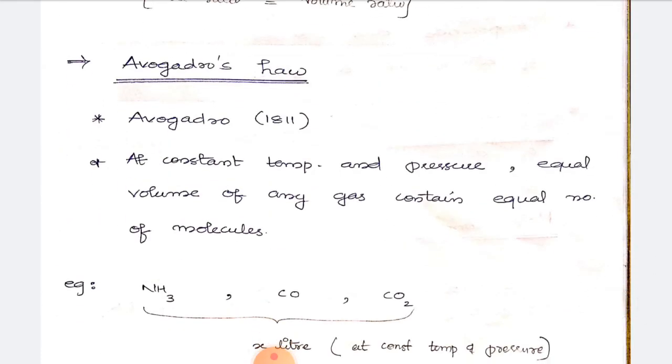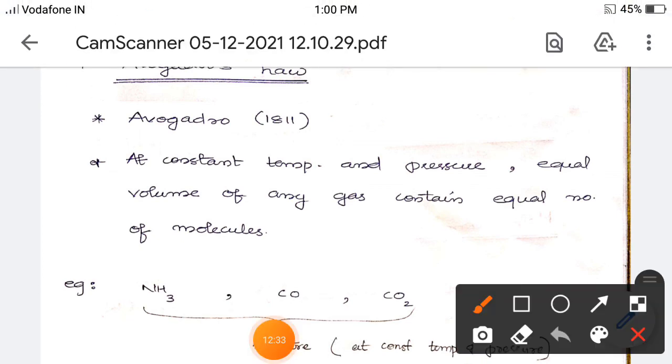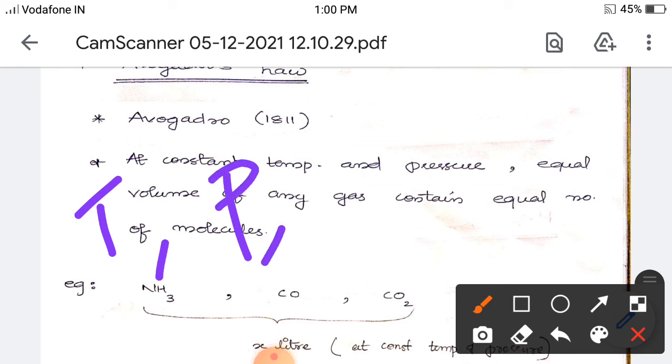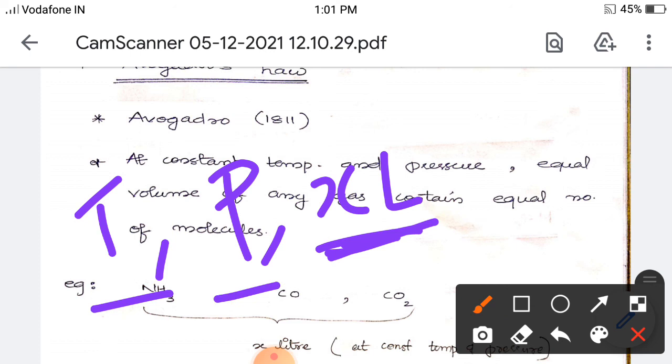Next is Avogadro's law. It's a very simple law. It was introduced by Avogadro in 1811, and this states that at constant temperature and pressure, equal volume of any gas contains equal number of molecules. That is, if the volume is X liter at constant temperature and pressure, equal volume of all gases contain equal number of molecules.